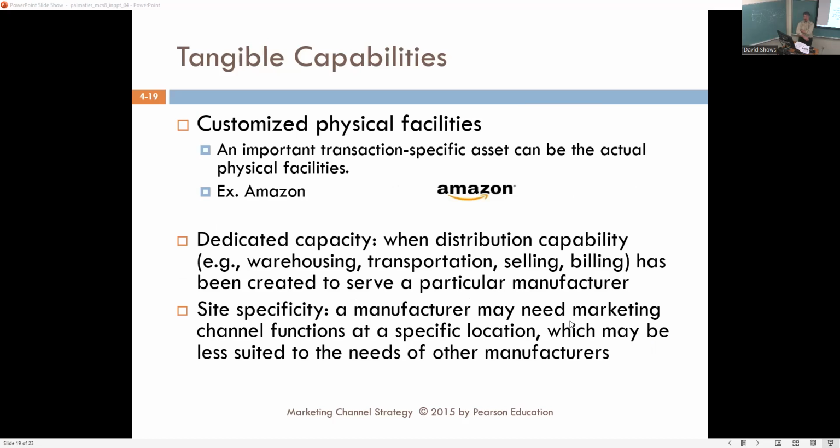Physicality. So a unique one is very unique, customized. Specific.